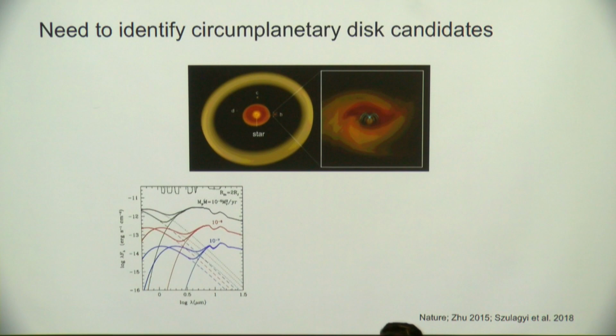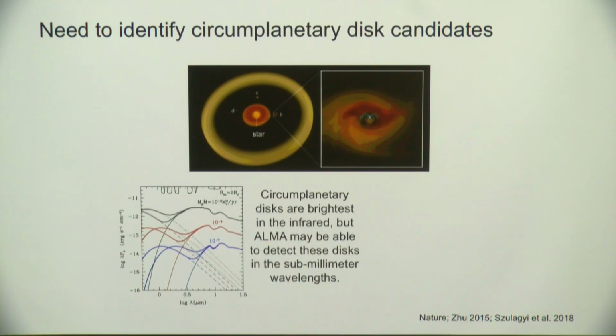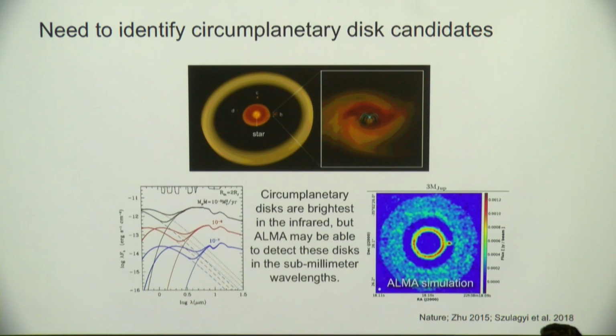These disks, here I don't want to go too much into detail. I just want to highlight that most of the emission that you see in these circumplanetary disk models with different accretion rates occurs in the infrared wavelengths. That's where you're going to see most of the emission from these disks. However, they're brightest in the infrared, but they should be able to be detected in the millimeter, perhaps.